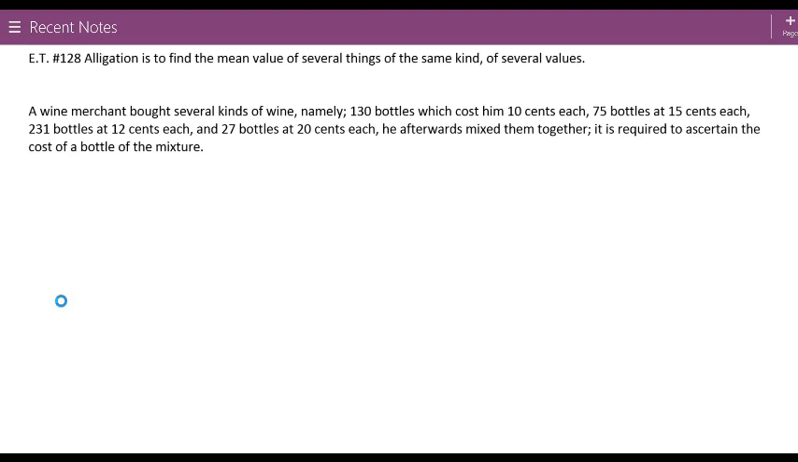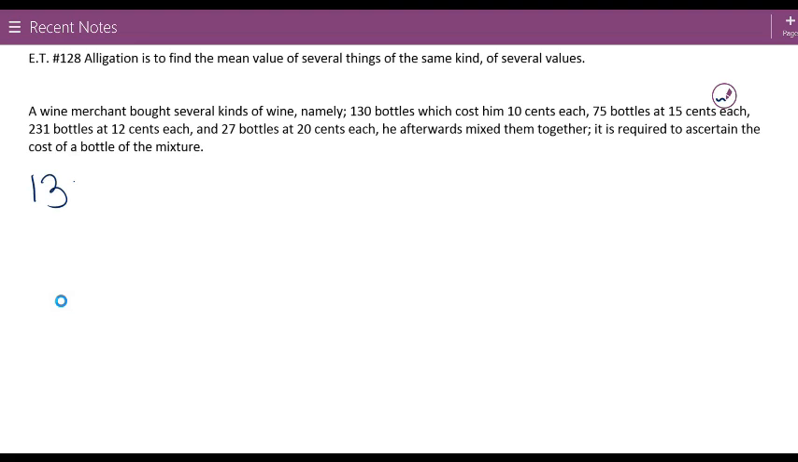So really what we're doing is we are just adding up all of the total bottles and the total amount of money that he spent, and then we're going to divide the total amount of money that was spent on all the bottles by the number of bottles to figure out how much this new wine cost per bottle. Okay, so we're going to set this up very similar to the chart that is in your text.